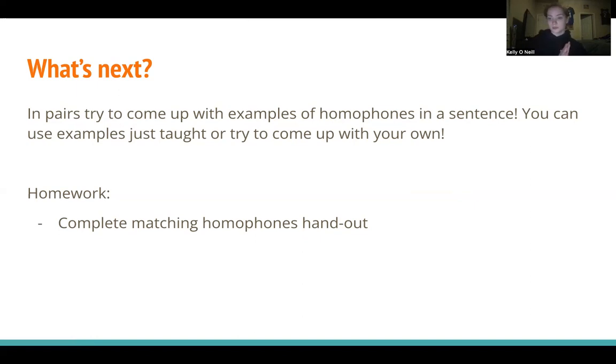So on one side of the paper, it will be homophones, just the word, like two and two. And on the other side, it will have the definition and you will have to match them together to ensure that you have completely understood the purpose of homophones and are able to identify them in the world.